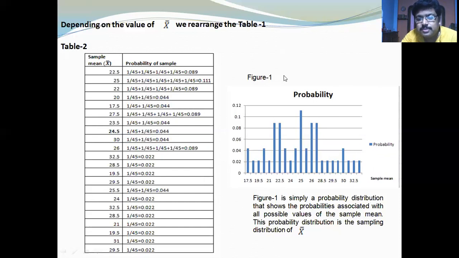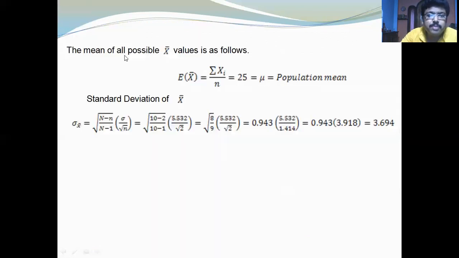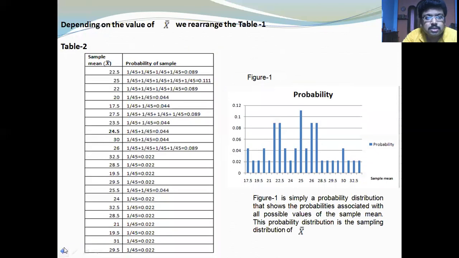So this is simply a probability distribution that shows the probabilities associated with all possible values of the sample mean. This probability distribution is the sampling distribution of x bar. Now the mean of all possible values of x bar is as follows. This is the population mean, and the standard deviation is this. This is the formula you can find. Sorry, just a moment.